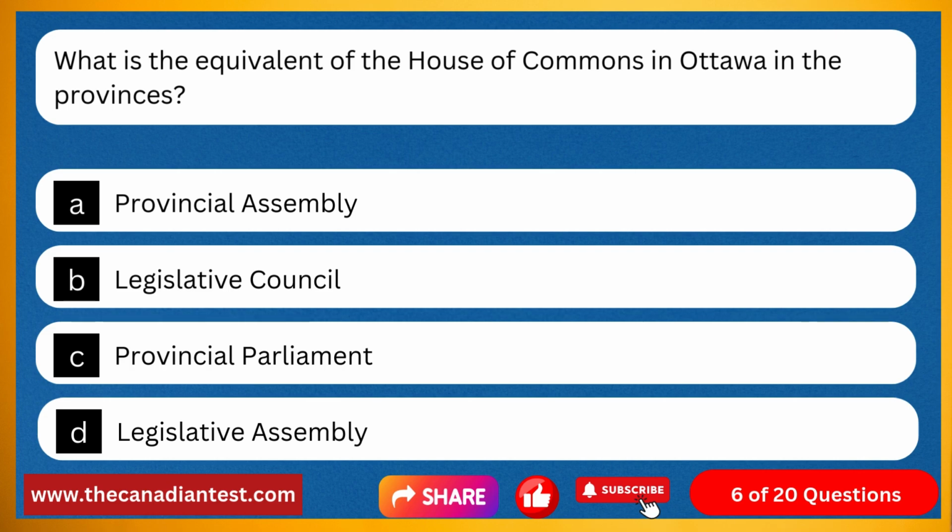Question 6. What is the equivalent of the House of Commons in Ottawa in the provinces? Option A, Provincial Assembly. Option B, Legislative Council. Option C, Provincial Parliament. Option D, Legislative Assembly.